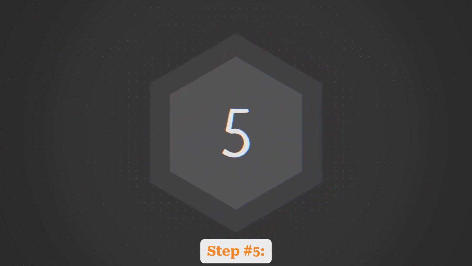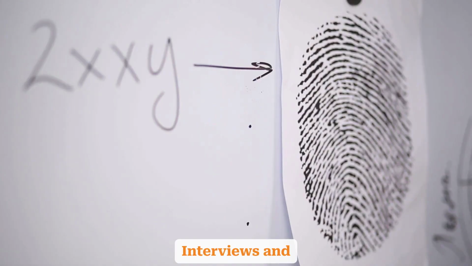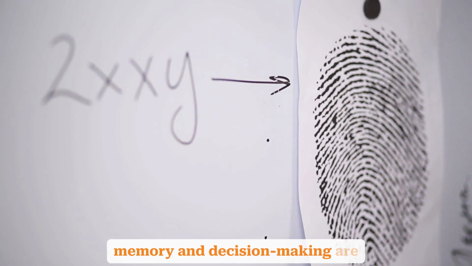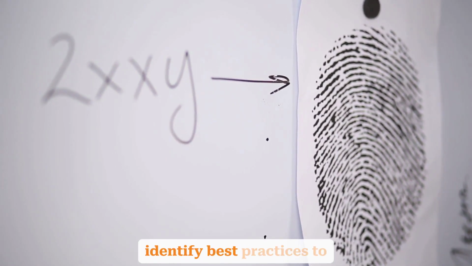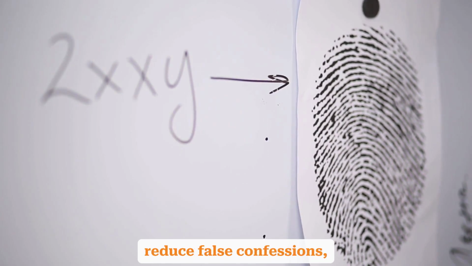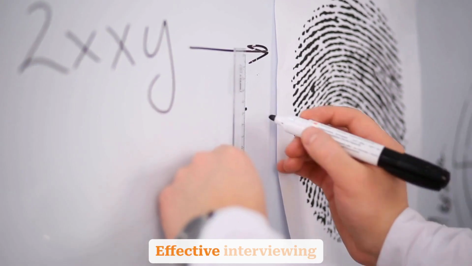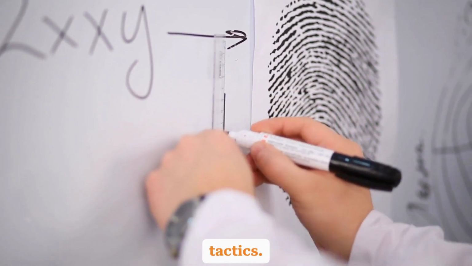Step number 5. Understand interviewing and interrogation psychology. Interviews and interrogations are central to investigations, but human memory and decision-making are fragile. Forensic psychology helps identify best practices to reduce false confessions, detect deception, and improve witness accuracy. Effective interviewing avoids leading questions, threats, or pressure tactics.